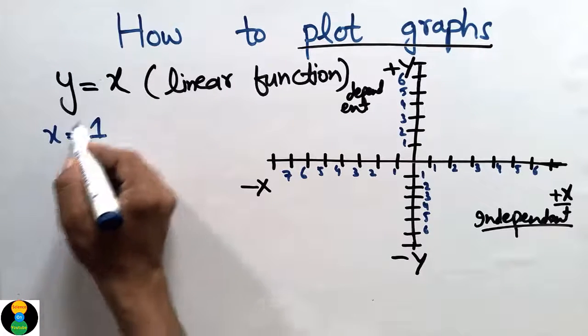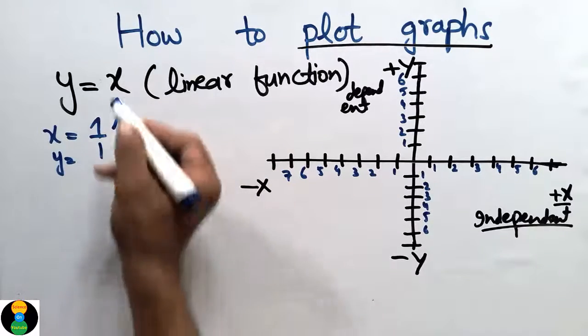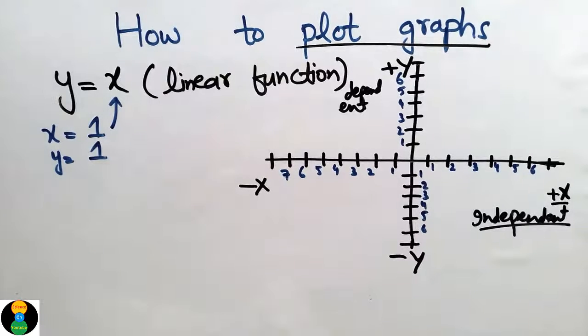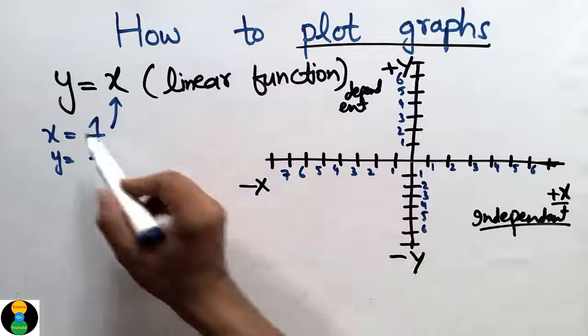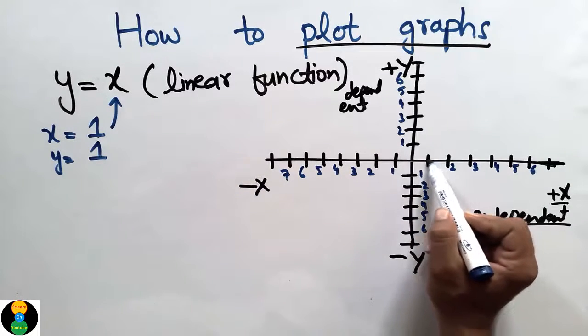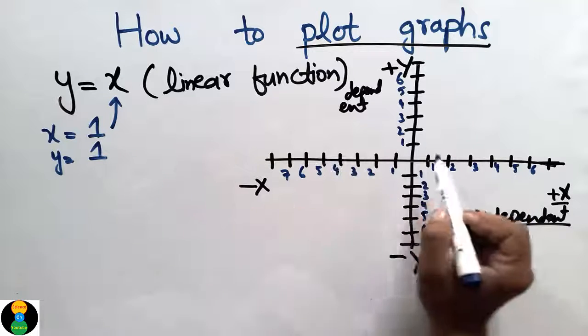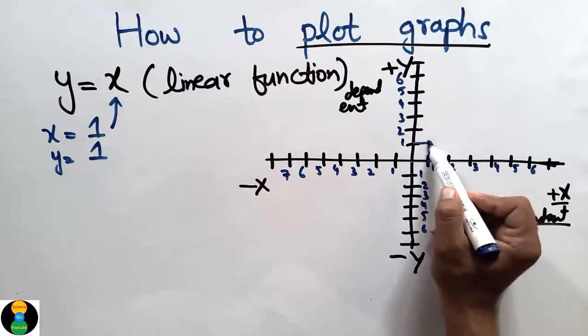Now when you put this value in here, y also comes out to be 1. Simple. So x is equal to 1, y is also equal to 1. Here x is plus x, so x is equal to 1 is positive, and also y is equal to 1, so y comes here and x comes here. So this is our first point.